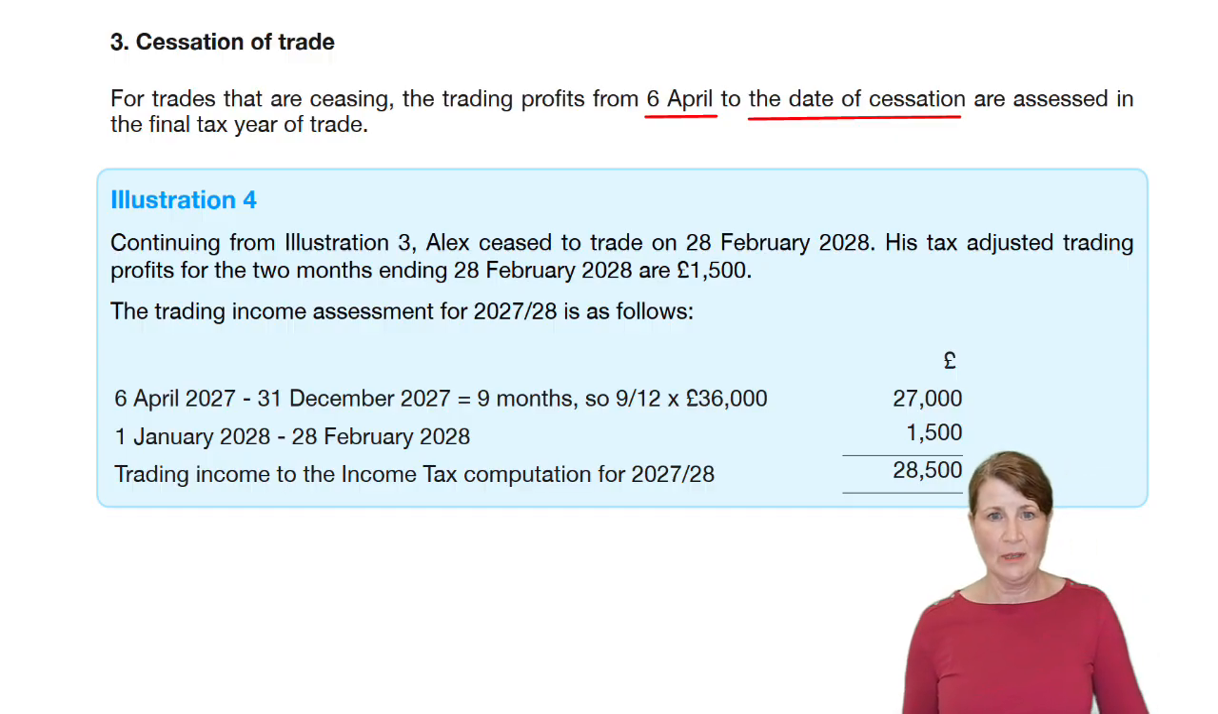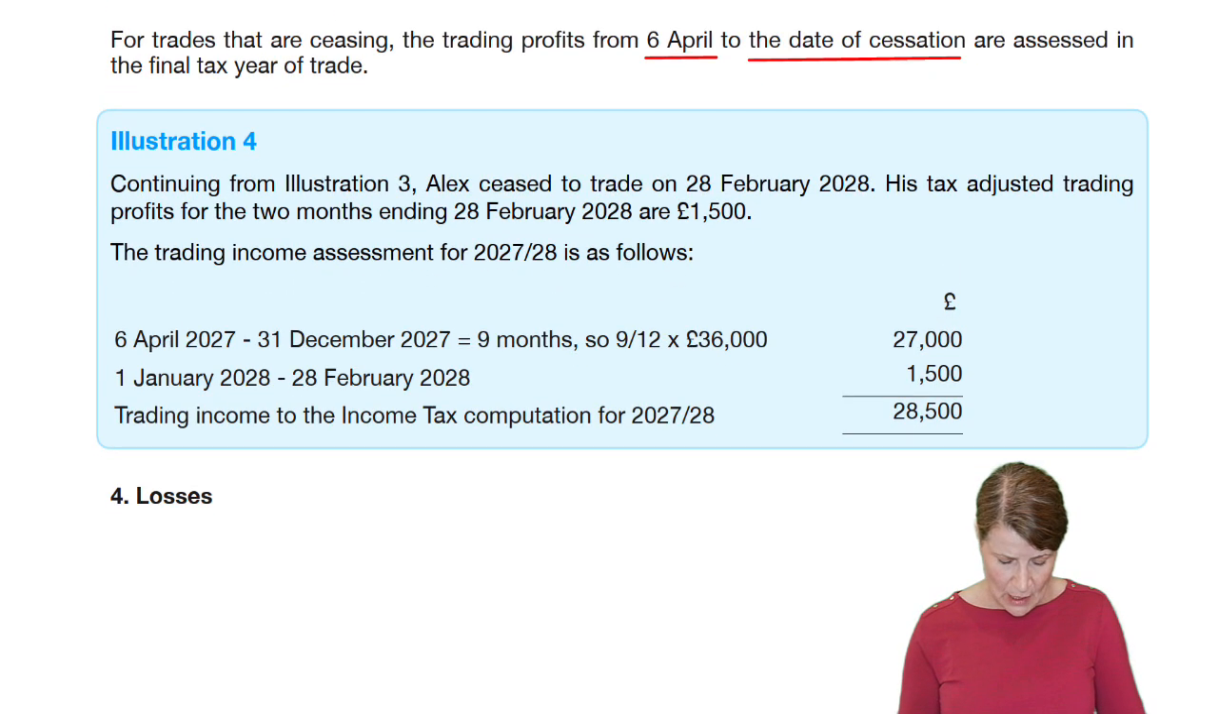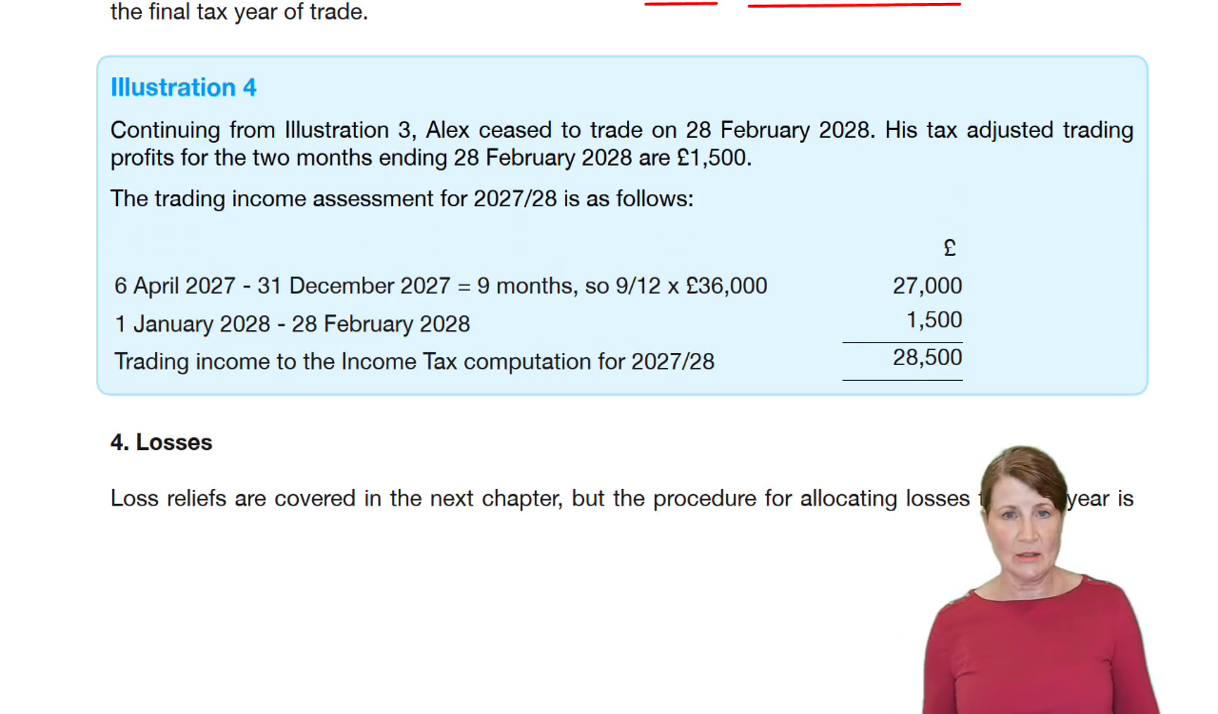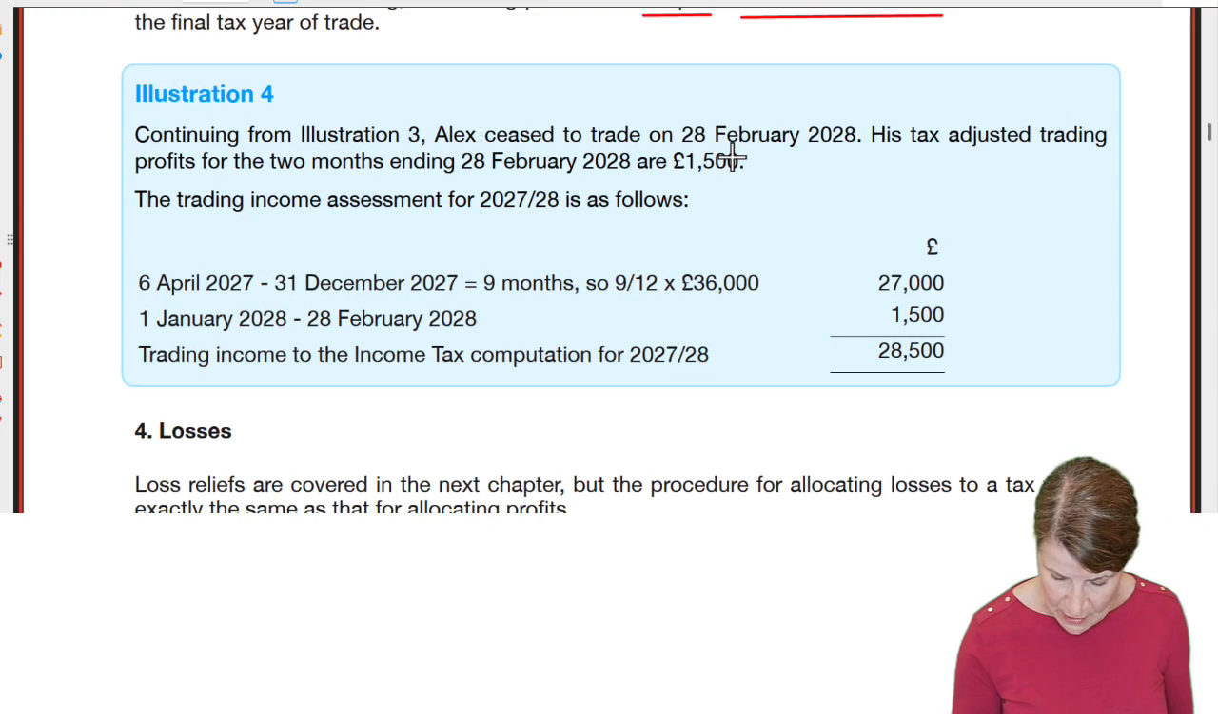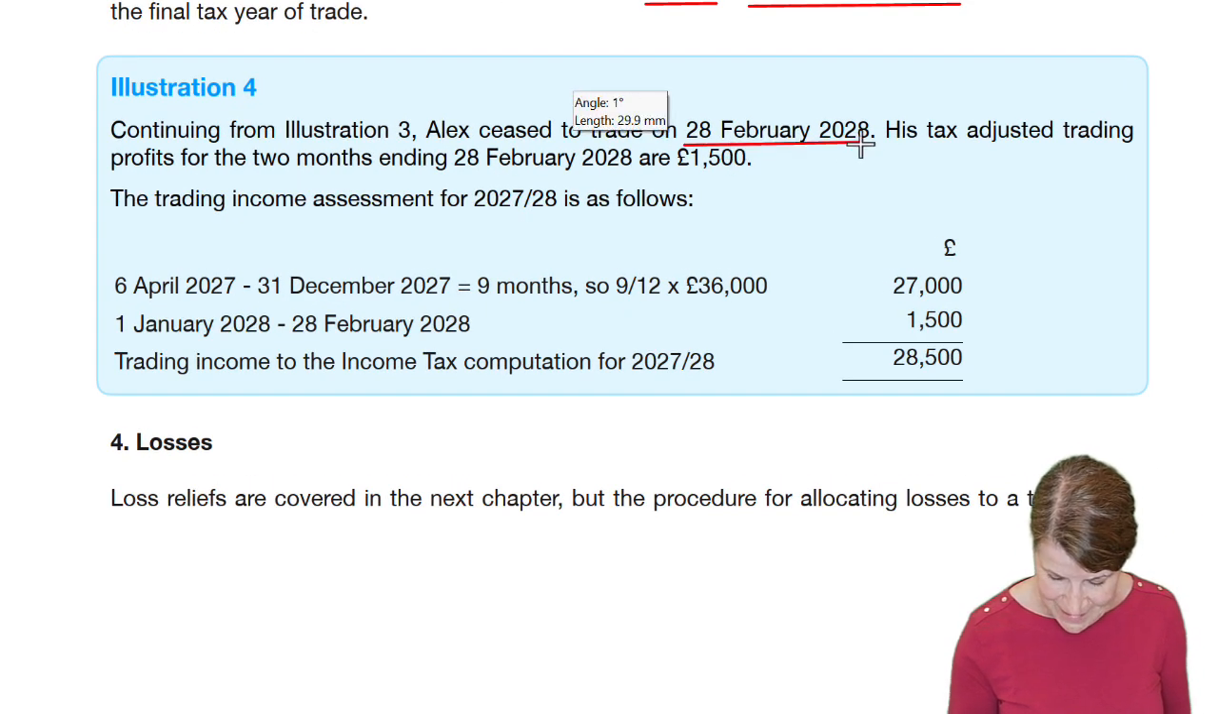So the 6th of April at the start of the tax year in which you ceased, up until the date that you actually ceased to trade. So once again, we're going to continue with Alex from the previous illustration. And we're told that he ceased to trade on the 28th of February 2028. So he's got a very, very short-lived business, has Alex.